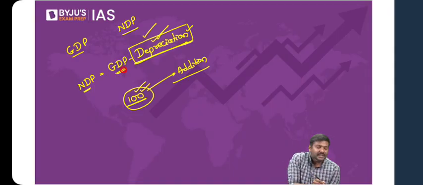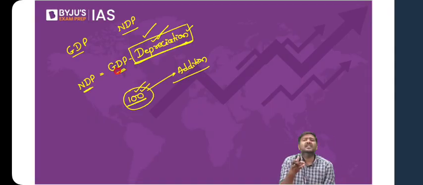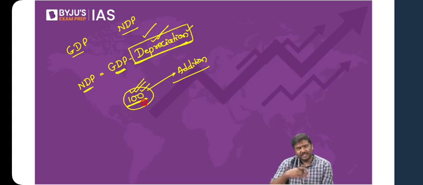Whereas if the gap between NDP and GDP becomes very narrow, say absolutely zero, zero means what? There are no final goods and services produced this year, none of it is being used for replacement. All of it is added to the existing capital, which means more production, more productivity in the economy. That is the reason why we calculate GDP as well as NDP.